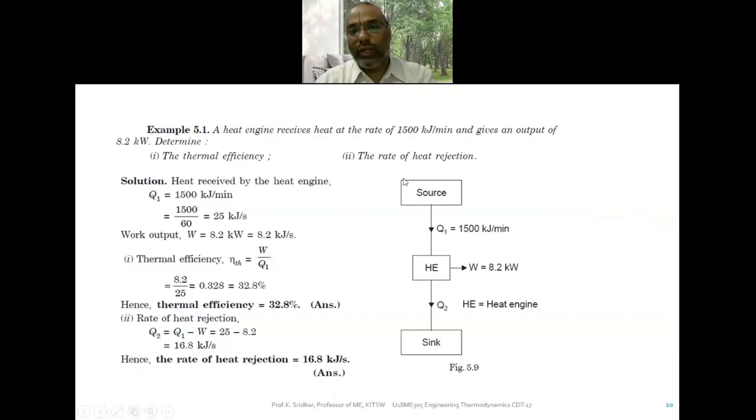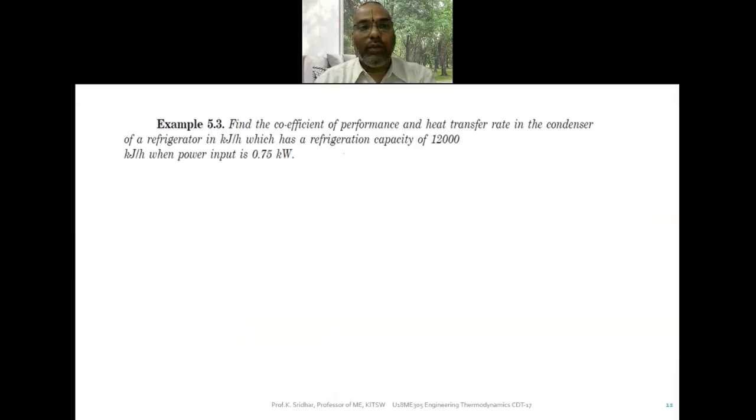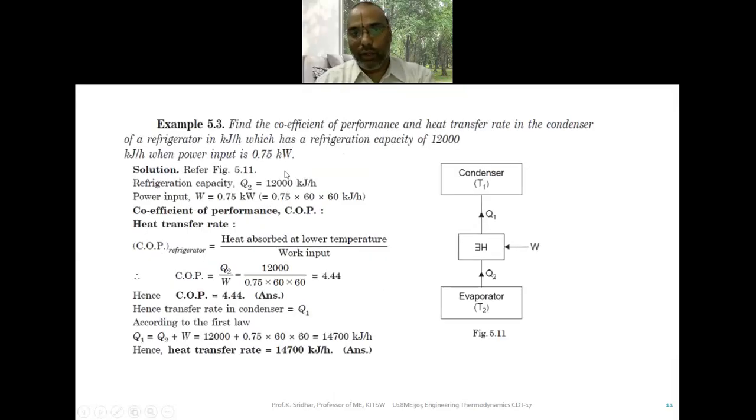And what is the rate of heat rejection? Because he is asking for the Q2 value. You know that W is equivalent to Q1 minus Q2. You know Q1 and W, so substitute the values, and you get Q2 equivalent to 16.8 kilojoules per second or kilowatts. Similarly, going to the second question: find the COP and heat transfer rate in the condenser of a refrigerator in kilojoules per hour, which has a refrigeration capacity of 12,000 kilojoules per hour when the power input is 0.75 kilowatts.